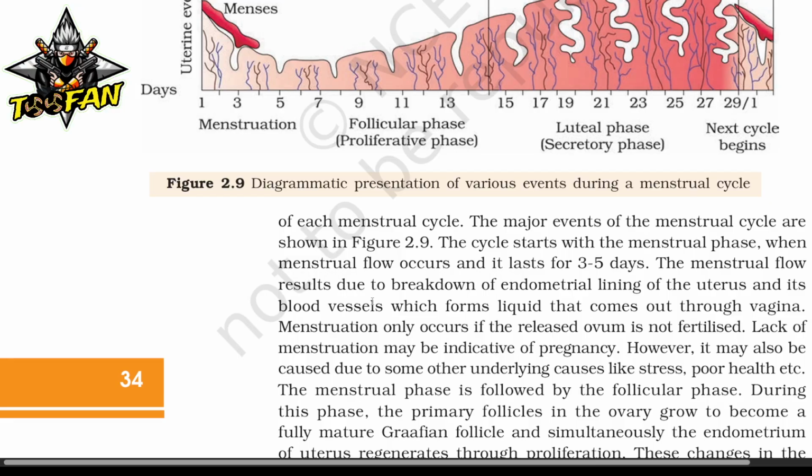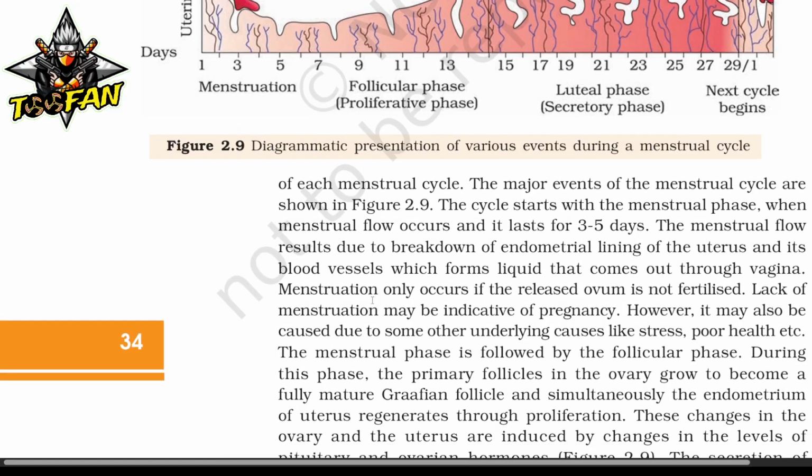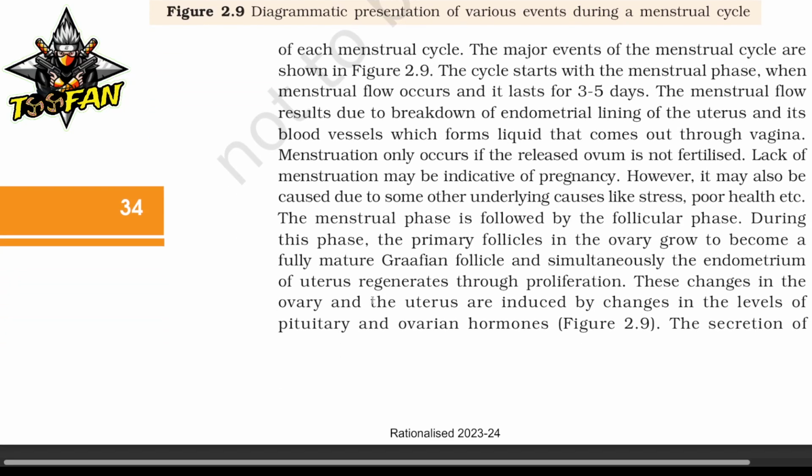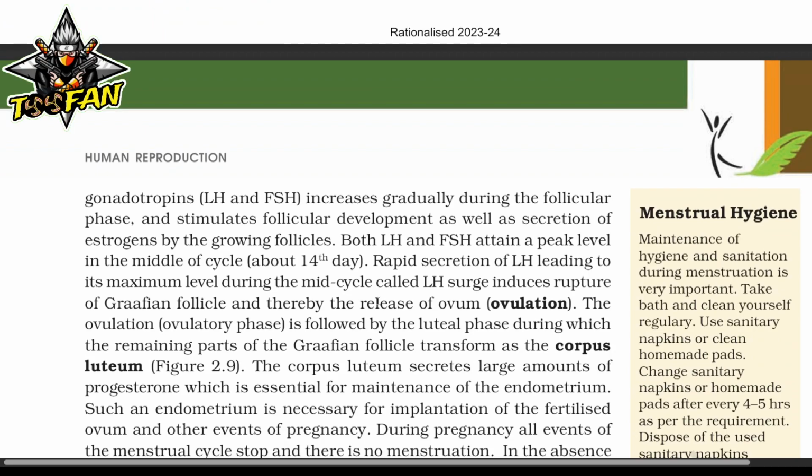The menstrual phase is followed by the follicular phase. During this phase, the primary follicles in the ovary grow to become fully mature Graafian follicles, and simultaneously the endometrium of the uterus regenerates through proliferation. These changes in the ovary and uterus are induced by changes in the levels of pituitary and ovarian hormones. The secretion of the gonadotropins, LH and FSH, increases gradually during the follicular phase and stimulates follicular development, as well as the secretion of estrogen by the growing follicles.